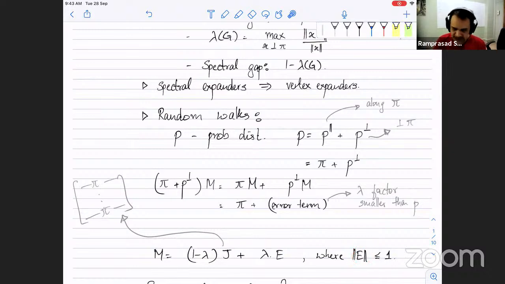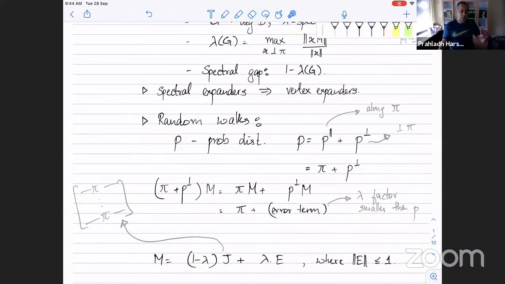What do we mean by this? E doesn't expand any vector. So x times E will be no longer than the norm of x itself. And this lambda factor is saying that when you look at lambda times E as an error term, no matter what vector you feed in, it will shrink the vector by a factor of lambda. Okay, so this is roughly what it means.